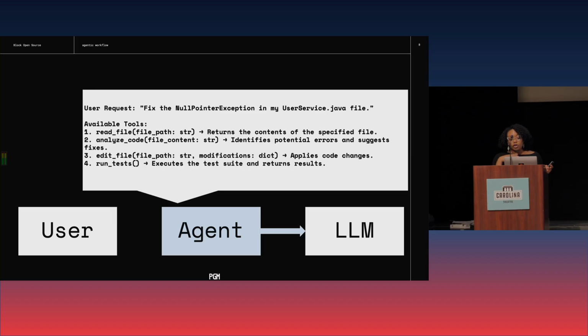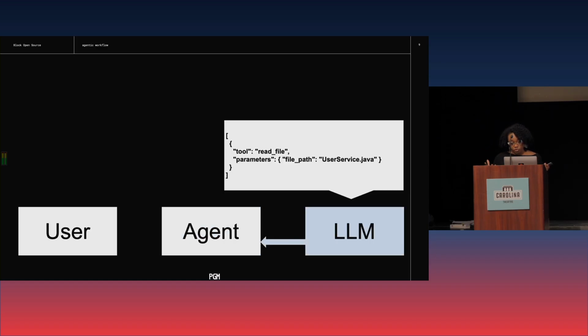So here, Goose is saying, the user is requesting that I fix a null pointer exception in the UserService.java file, and I have tools to read files, to analyze code, to edit files, and to run tests. So it's letting the LLM know what it needs to do, and then what tools it has at its disposal. So the LLM is going to analyze that request and then select the appropriate tool from the list.